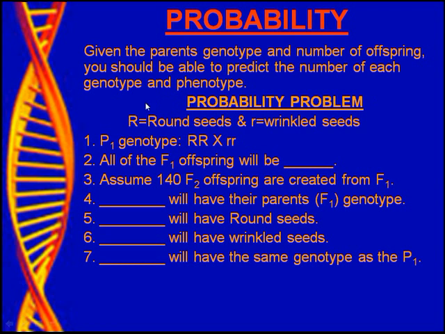So, here's our problem. Again, big R's for round, little r's for wrinkled. Our parent generation, or P1, is going to be purebreds: purebred round and purebred wrinkled. We're going to see what all the F1 offspring should be, and hopefully you're already starting to figure this out. And then using some numbers, alright, here's some math. If we're given a number of offspring in the F2s, created from F1s, how many will be one of each of these, or each of these problems? So we're going to go from 2 to 4, again just assuming 140 for all of these.